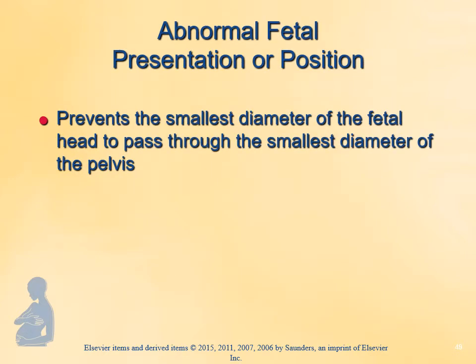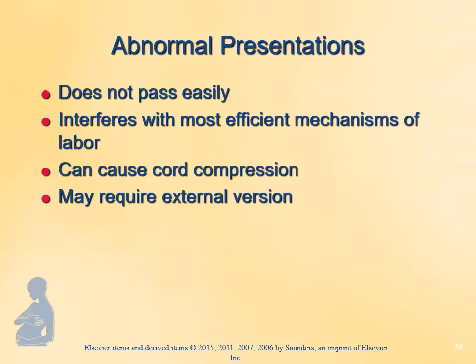We can have an abnormal presentation of the fetus or an abnormal fetal position, and basically that usually means something like the occiput posterior position, where that largest part of the fetal head is trying to come through the smallest part of the pelvis, and that can create some problems as well. If that baby's not passing easily through the pelvis, it can get hung up, and that can delay labor or make labor last longer.